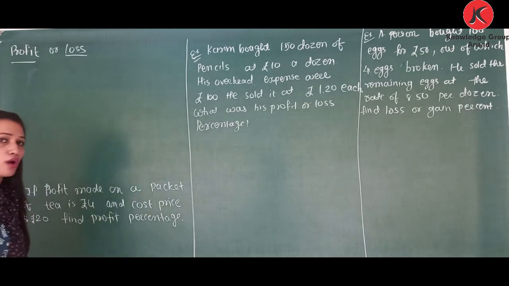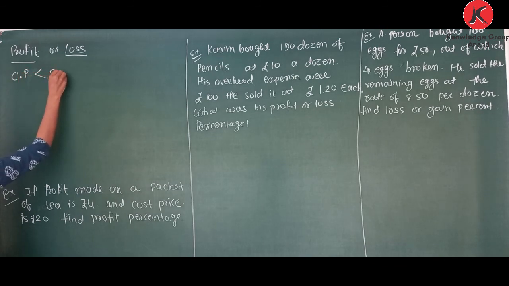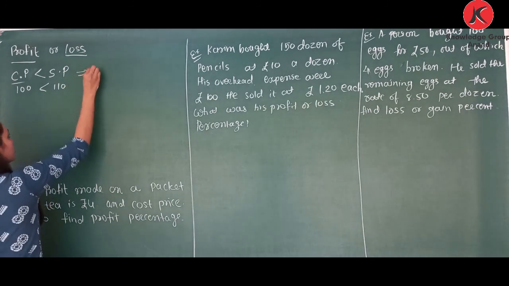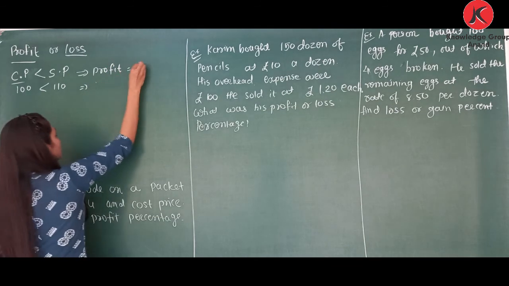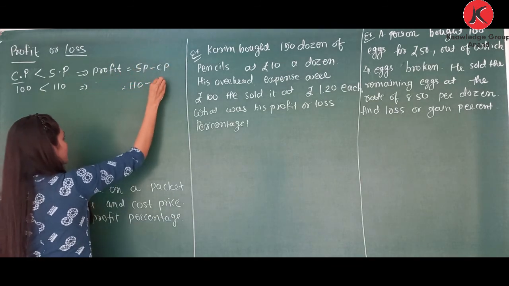So when we get profit and when we get the loss? When cost price is less than selling price. This is our buying price. For example, if we buy it in 100 rupees and sell it in 110 rupees, so we get profit, and profit is equal to SP minus CP, that is 110 minus 100, 10.